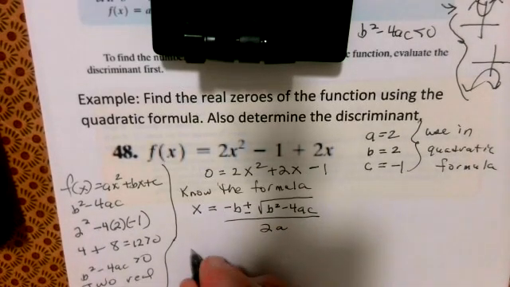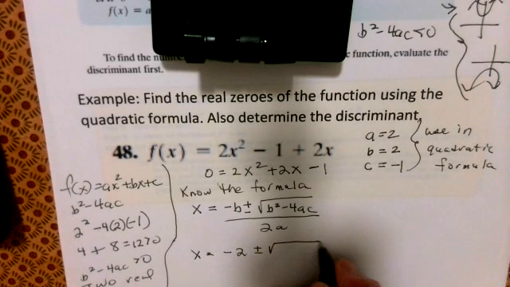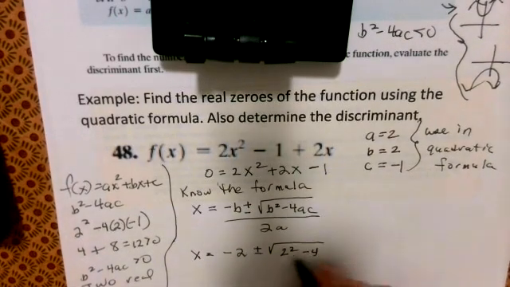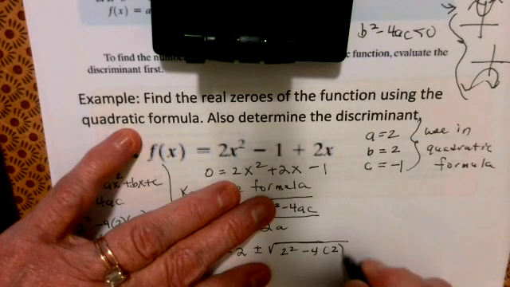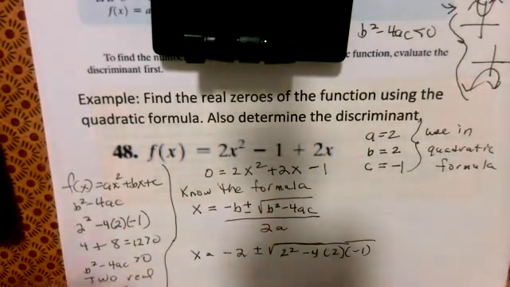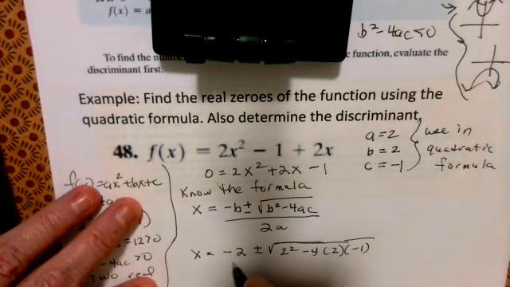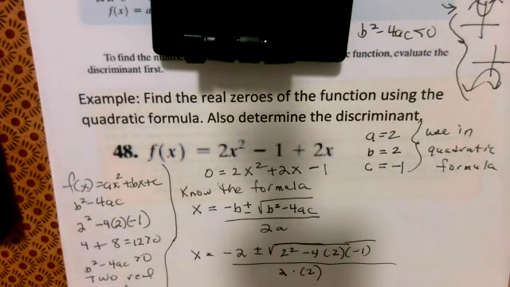So then what we're going to have is x equals minus 2 plus or minus the square root of 2 squared minus 4 times a, which is a 2, times c, which is a negative 1. And that's got to be over 2 times 2, because a is equal to 2.